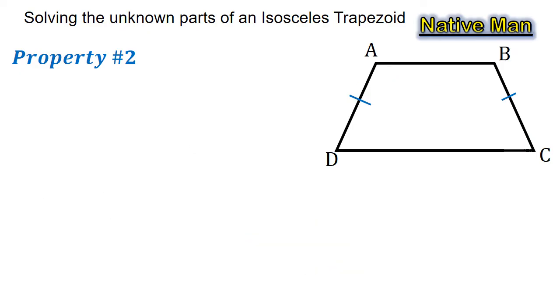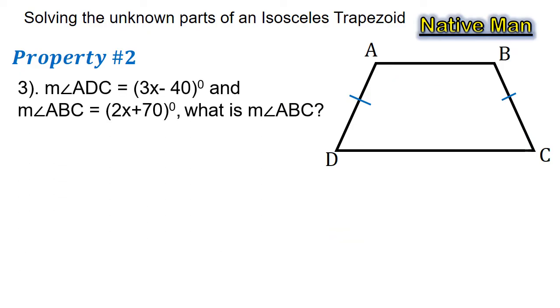Okay, so for number 3 question, measurement of angle ADC is equal to 3x minus 40 degrees and the measurement of angle ABC is equal to 2x plus 70 degrees. What is the measurement of angle ABC? So, para makagawa po tayo ng equation, ilapat po natin yung given sa figure natin. Measurement of angle ADC. Ang gitnang letter po sa ADC is D. That is measurement of angle D. So, ang given po dyan is 3x minus 40.